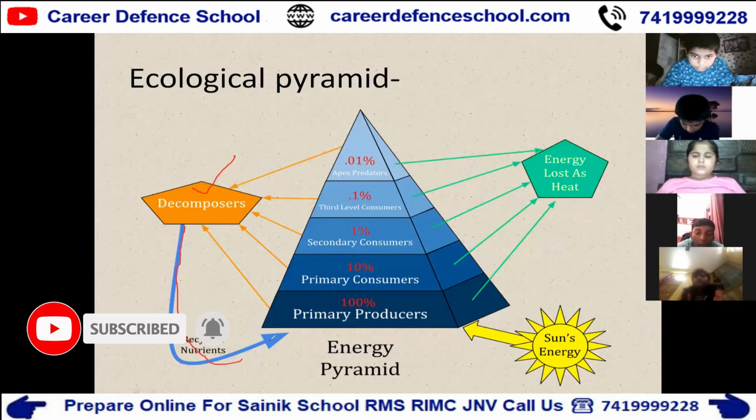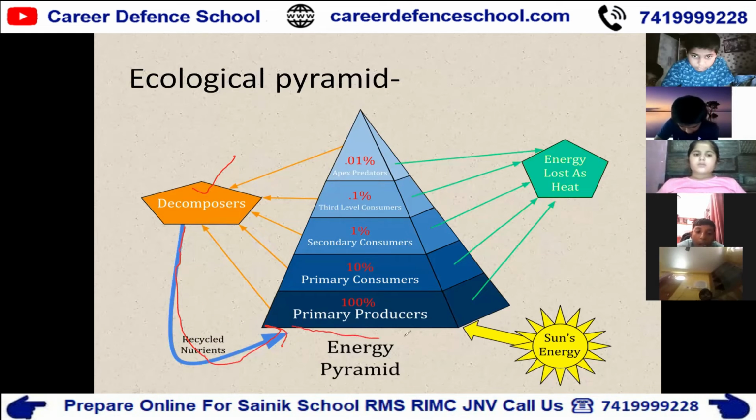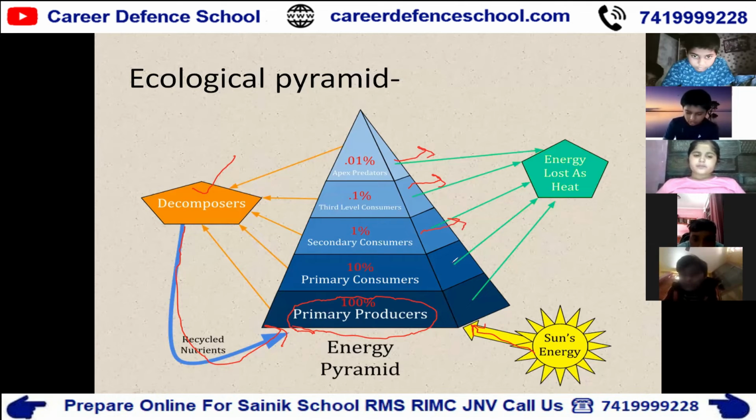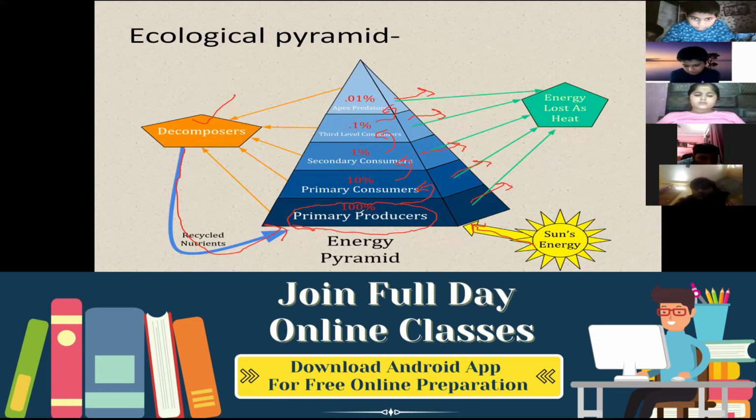Let me explain you again what are decomposers which decompose the dead organic matter into the soil and recycle the nutrients. Primary producers are the plants which make their own food with the help of sun's energy. In this, all levels will lose their energy in the form of heat. In this, energy is transferred to next level. Okay, like this.